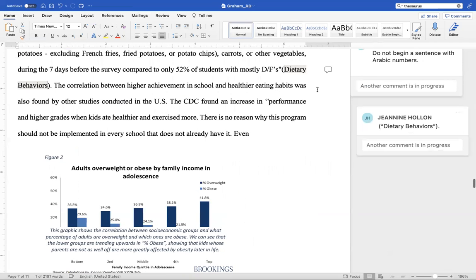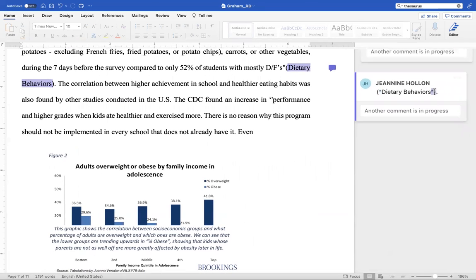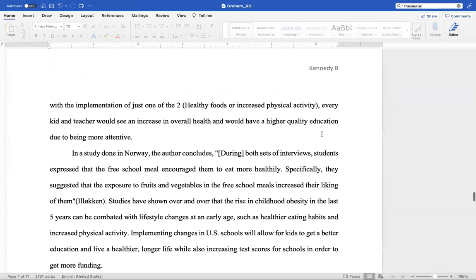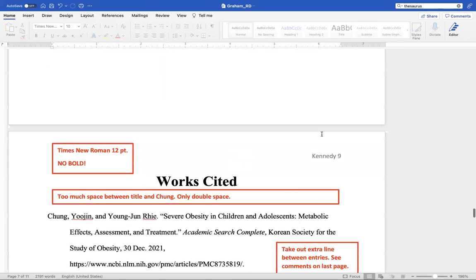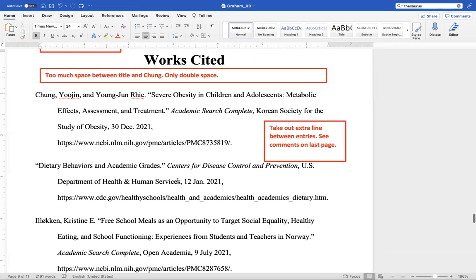Here, dietary behaviors is the name of an article, and I don't think that's the complete name, but you don't have any other ones that start with those two words. Always try to shorten it if it's long. On your works cited, it should be in Times New Roman, no bold, and it has to be 12-point font. I think this is what the original looked like, but you have to take out this extra space. There should only be the same amount of spaces between chung and effects as between your title and the first one.